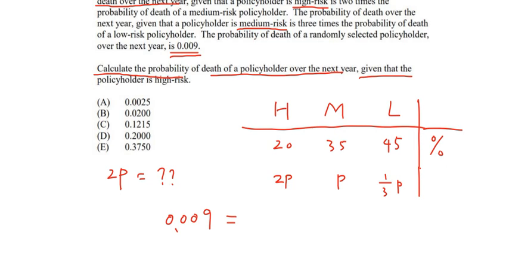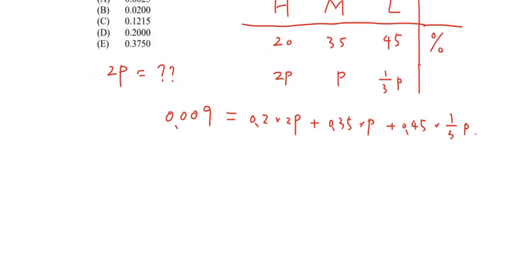So we need to check for each part. So for this part, for high risk, it counts for 20%, or 0.2. So multiply 2P, right? So plus 0.35 multiplied by P, plus 45%. Same for them, 1 over 3P. So solve this equation.